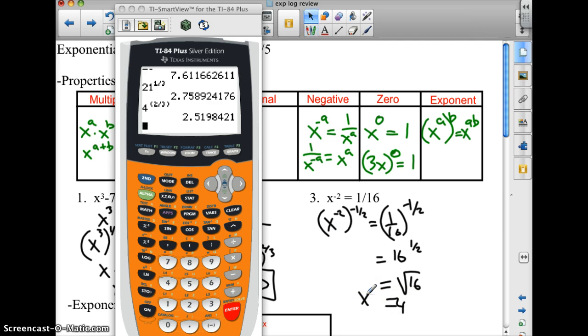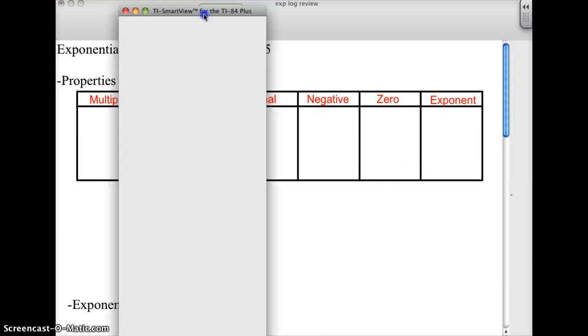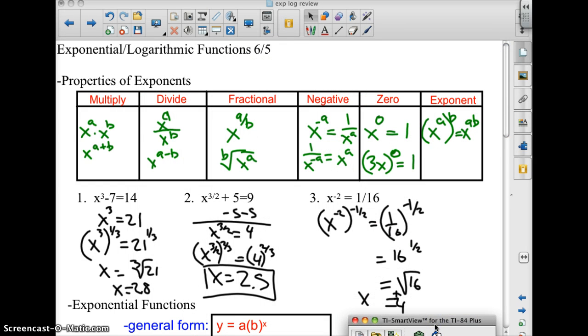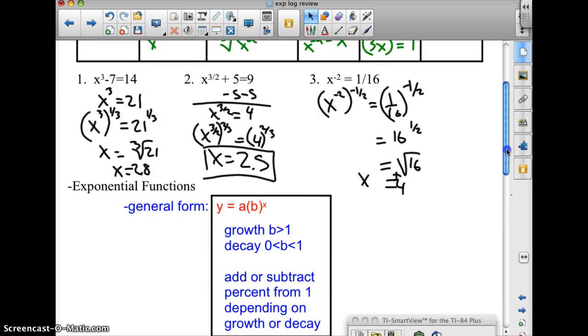Okay? And that is going to be a plus or minus 4. There we go. Okay. Hey, it's plus or minus because we took the square root right here, where I did it to the -1/2 power on both sides.